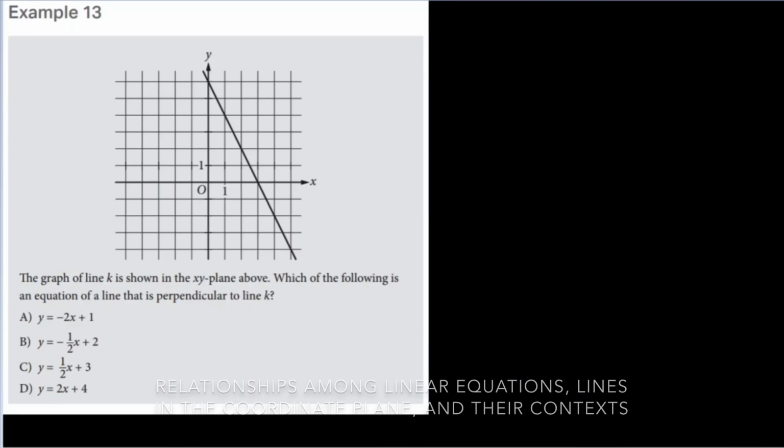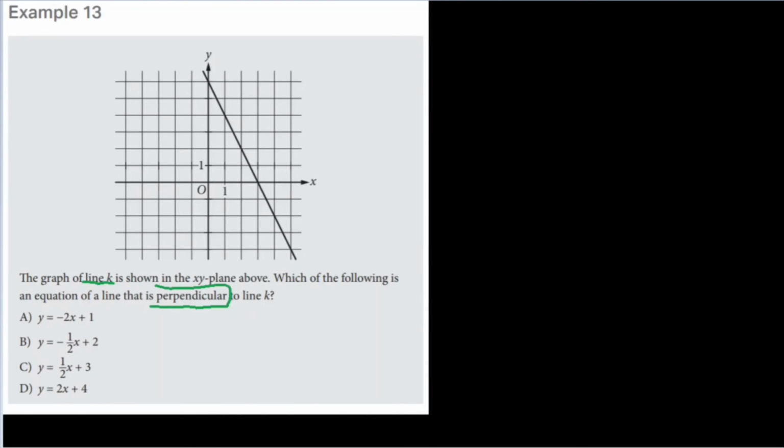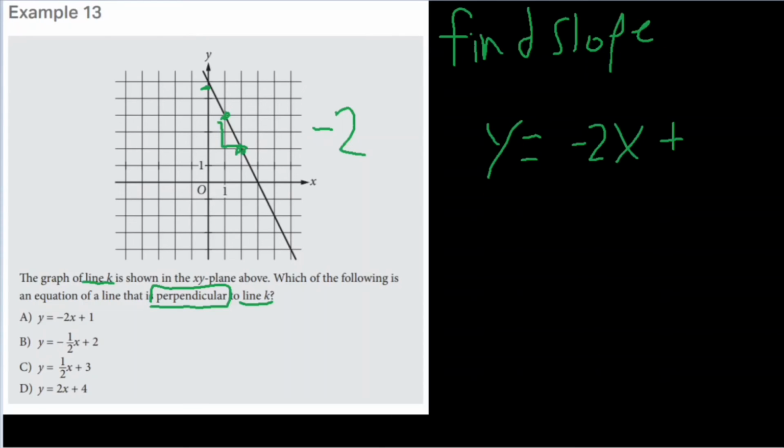The graph of line K is shown in the xy plane above. Which of the following is an equation of a line that is perpendicular to line K? So whenever looking at anything that is perpendicular to anything, you first have to determine what the slope is, right? And you can literally just find the slope since they give you the graph, by counting down 2 and counting to the right 1. So that shows you have a negative 2 slope. If not, you can use the y2 minus y1 over x2 minus x1, rise over run equation. It would be good to know that.